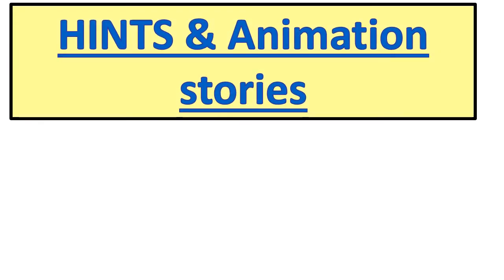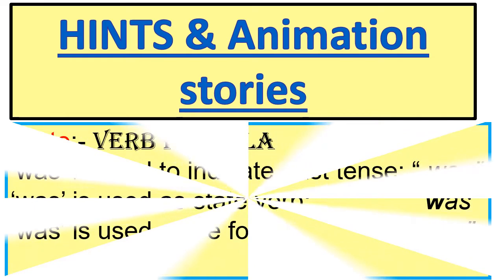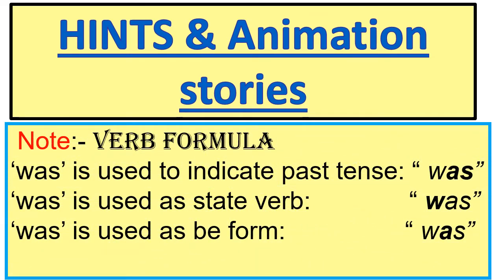Hints and animation stories. Note, the verb form "was" is used to indicate past tense, only the last two letters bold with the italic option is used. Was, used as a state verb, has only the first letter bold with the italic option. Was, used as a be form, has only the second letter bold with the italic option.